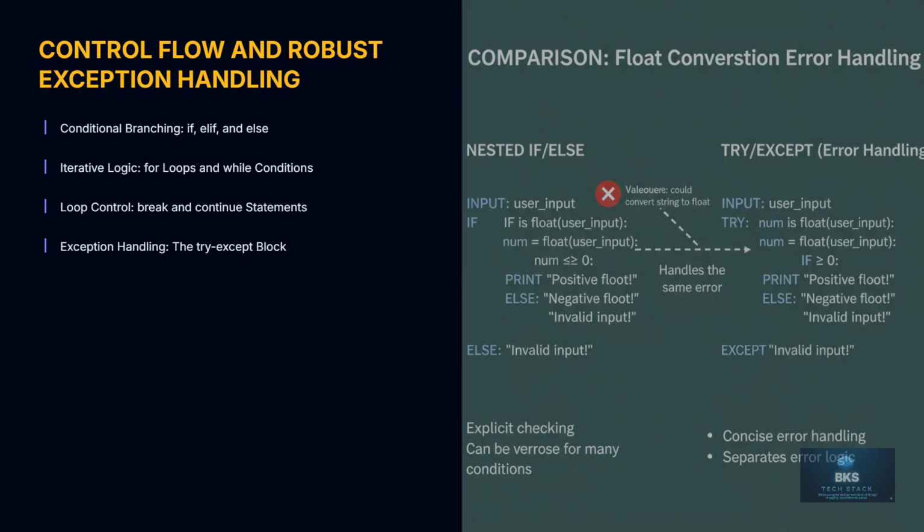From a lead architect's perspective, this is the EAFP principle, easier to ask for forgiveness than permission. It is often more efficient to attempt an operation and handle the failure than to perform expensive pre-checks on every data point. This concludes our technical deep dive into the essentials.